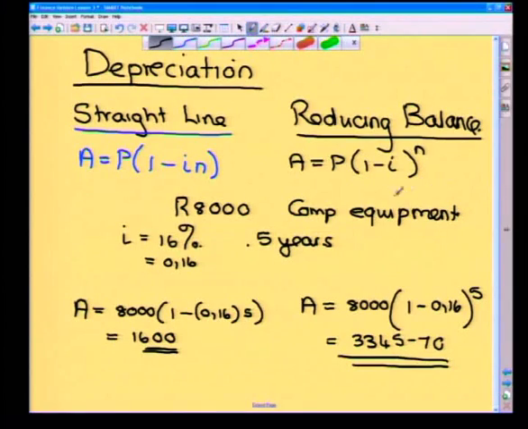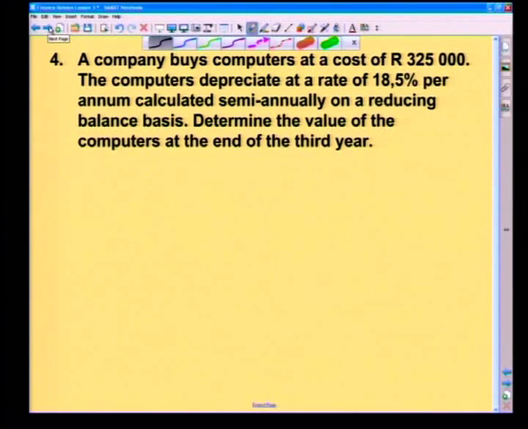If they say straight line, you have to use the formula for simple interest. And if they say reducing balance, you must use the formula for compound. To be honest with you, most things are working on reducing balance. Right, let's move across now to an example and let's see how it goes.